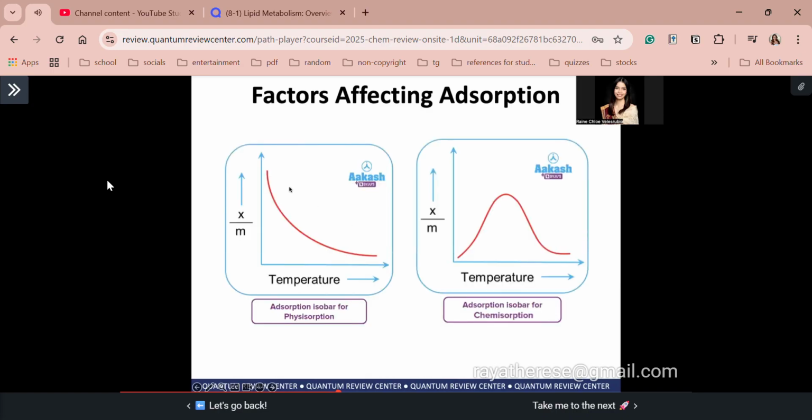So guys, these show the adsorption isobars for physisorption and chemisorption. So sabi nga kanina, as the temperature increases, adsorption decreases for physisorption. Pero for chemisorption, adsorption increases and then decreases. So again, let's discuss one by one bakit nangyayari yun.